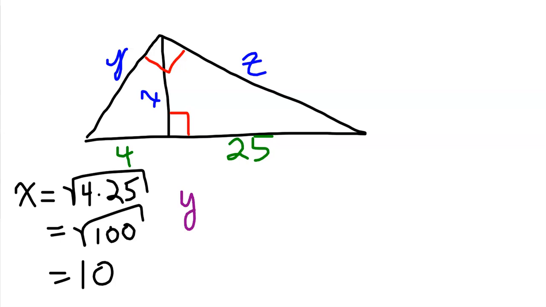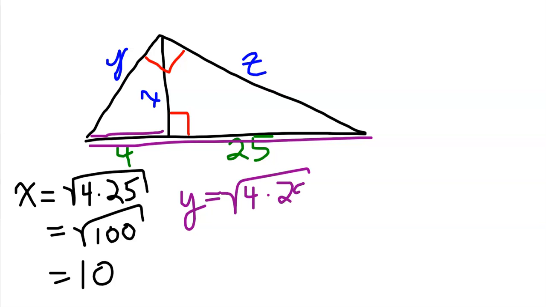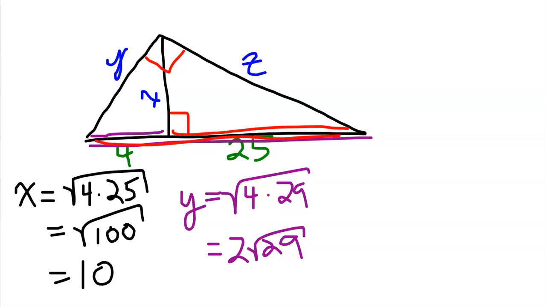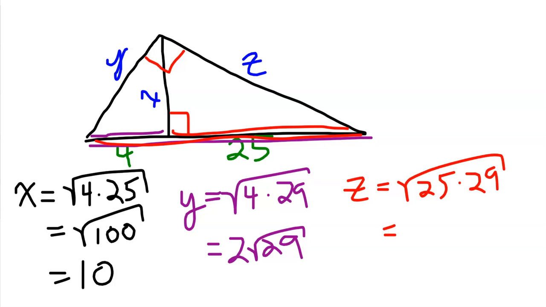For y, we have that y is the geometric mean of the short part of the hypotenuse that's close to it and the entire hypotenuse, so that is the square root of 4 times 29. Go straight to simplifying: the square root of 4 is 2, so that's 2 root 29. And z is the geometric mean of the close part of the hypotenuse to it, as well as the entire hypotenuse. So z is equal to the square root of 25 times 29. As we've seen, it's helpful to keep it like this when we're starting to simplify, because the square root of 25 is 5.